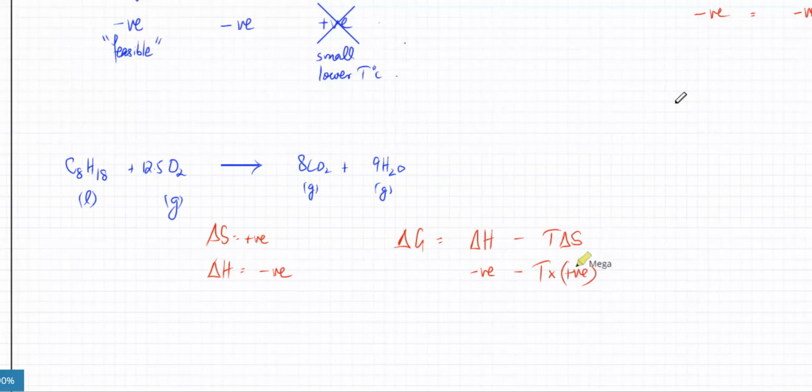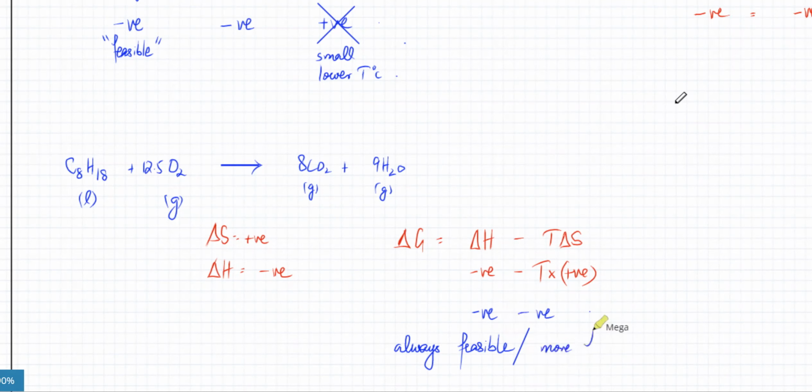So that means the first term is negative and the second term is also negative. So both terms are coming out to be negative. So that means it's always feasible. I mean, you can burn petrol at any temperature, but you can't freeze at any temperature. It has to be a low temperature. So this one is always feasible. It's going to get more feasible if the temperature is increased. So it becomes more feasible as temperature rises.